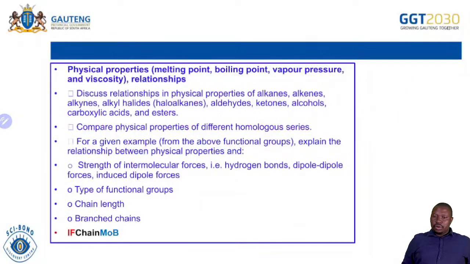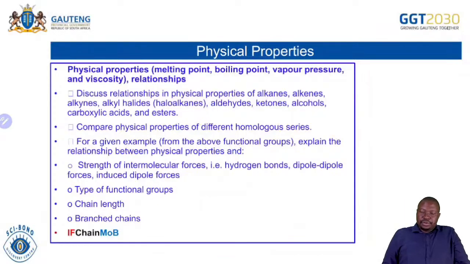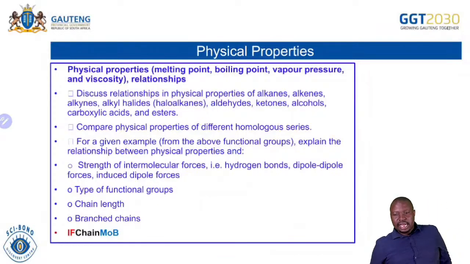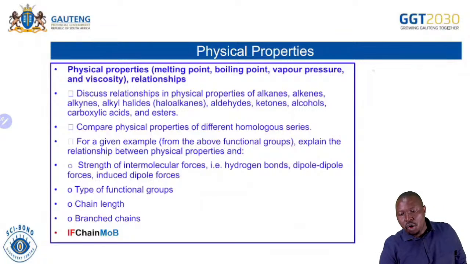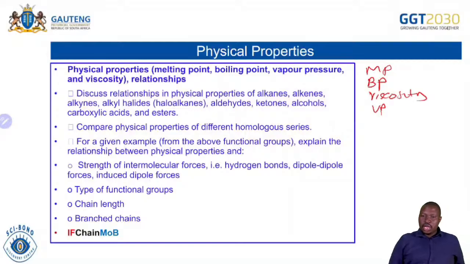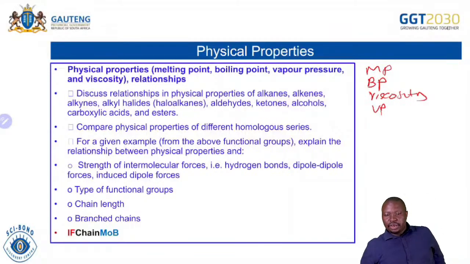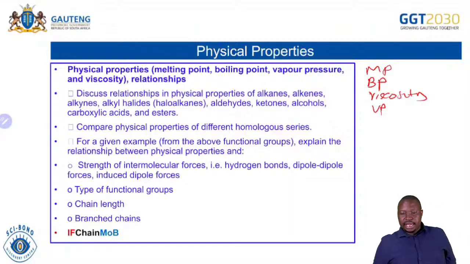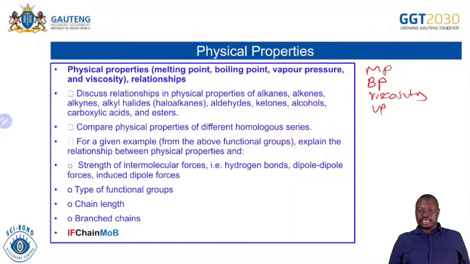Now we move to question 3, which is physical properties. In technical science, as I indicated initially, we do 4 physical properties, which are your melting point, your boiling point, your viscosity, and your vapor pressure. Those are the 4 physical properties that you are expected to know and to be able to define. You must be able to discuss all of this in relationship to alkanes, alkenes, alkynes, all the 9 homologous series, and compare these physical properties of different homologous series.